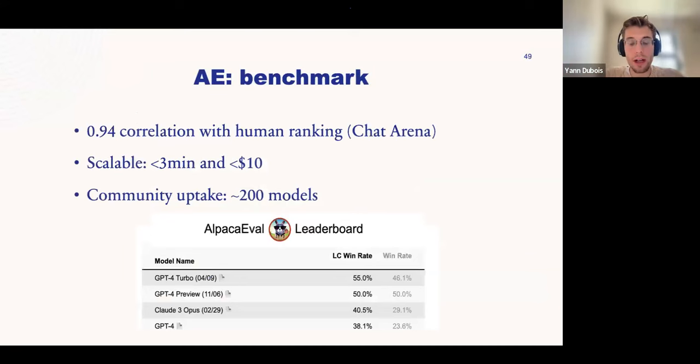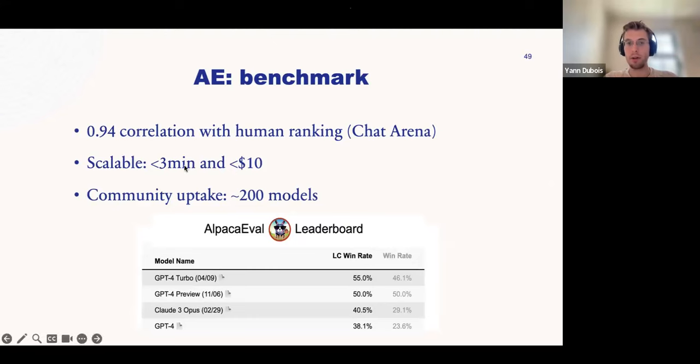Great. So the AlpacaEval benchmark. When we released it, the correlation between the AlpacaEval benchmark and the Chatbot Arena, which we decided was at least a silver standard for evaluation, was around 94%, Spearman correlation. So it's pretty high. That means the ranking of models as given by humans, which is not very scalable, and the ranking given by this LLM are actually very close.